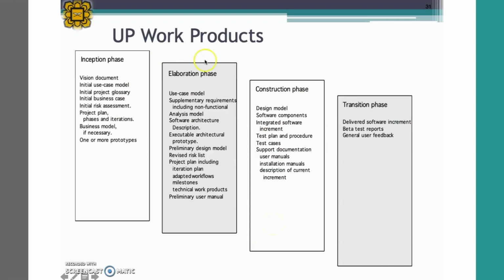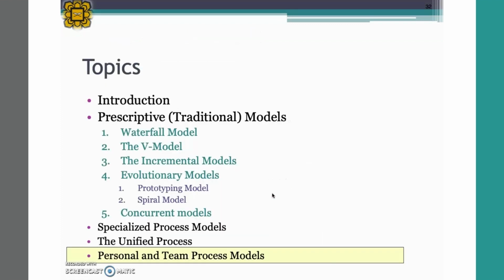So these are some of the work products. That means the recommended outcomes from unified process during each phase. For example, let's say in construction, they produce design models, software components, integrated software increments, test plan, test cases, and user manuals, and many more. Okay, so this is what software process models prescribe for us.